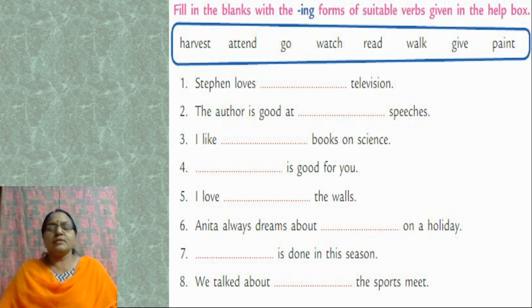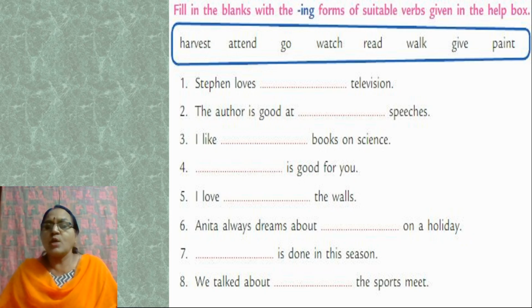Okay, the next: here are some words given in the box. We are going to add an ing form to these verbs and then fill in the blanks. The words are harvest, attend, go, watch, read, walk, give, paint. So you're going to add ing to these verbs and then fill in the blanks. Stephen loves dash. So what's the most suitable verb here? Watching. So add ing to watch. It becomes watching television. Stephen loves watching television.